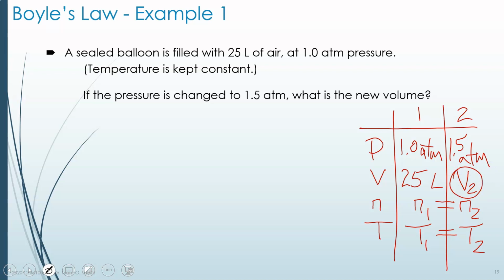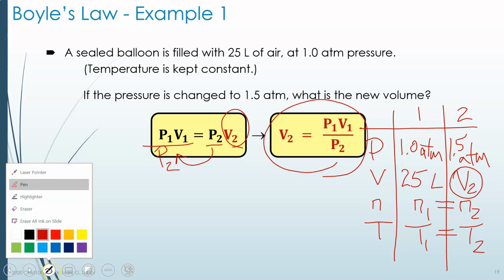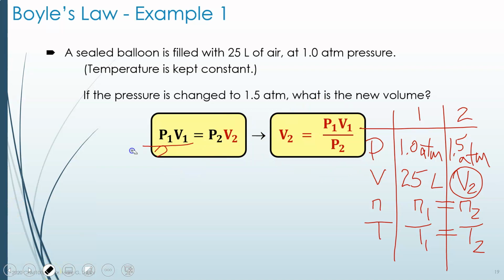Well, we go to our Boyle's equation, which is P1 V1 equals P2 V2, and we solve for V2. So V2 is right here. We see that P2 is multiplying it, so we just divide it on the other side. We put P2 on the other side, and we end up with this new equation. And I'm going to erase those notes on here. And now we have our equation.